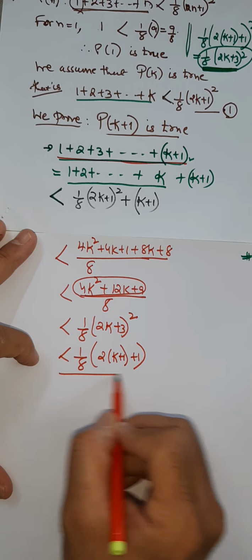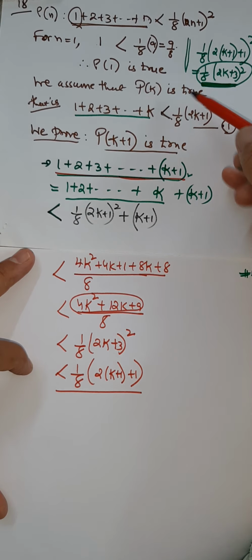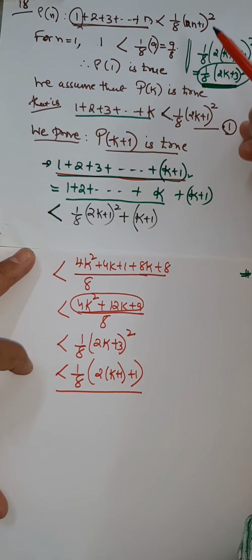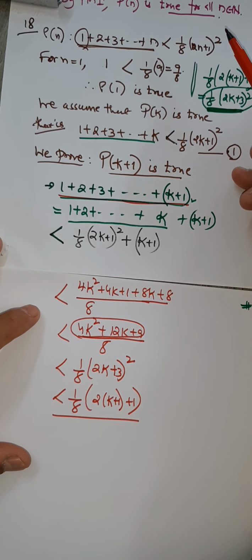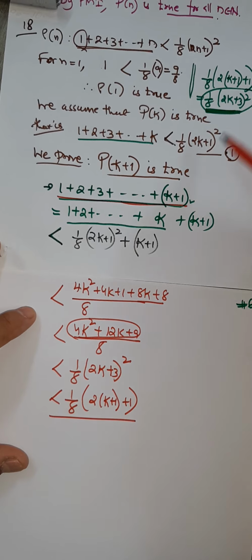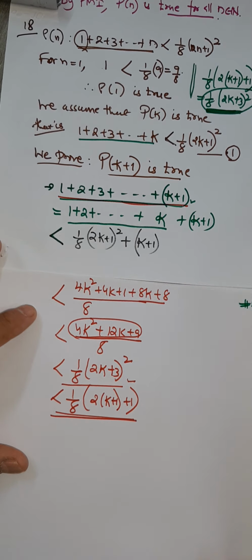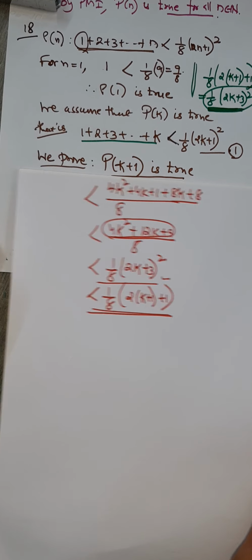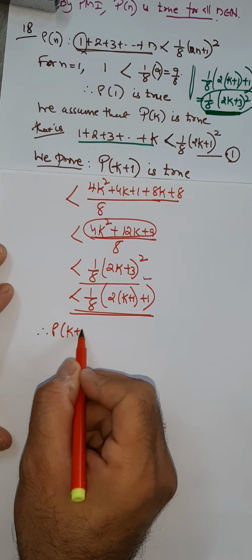Okay? That's what you want. In this expression, instead of n, you must have k plus 1. Right here, instead of n, you must have k plus 1. That's what I've shown here, and that is what you are getting here. That is same as this, which is same as this. And therefore, you can say that here P of k plus 1 is true.